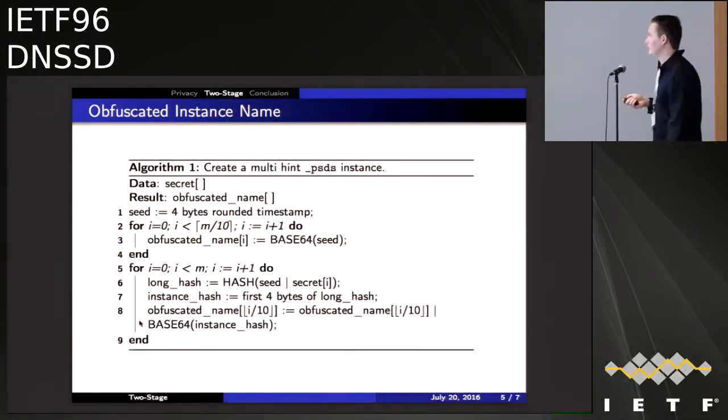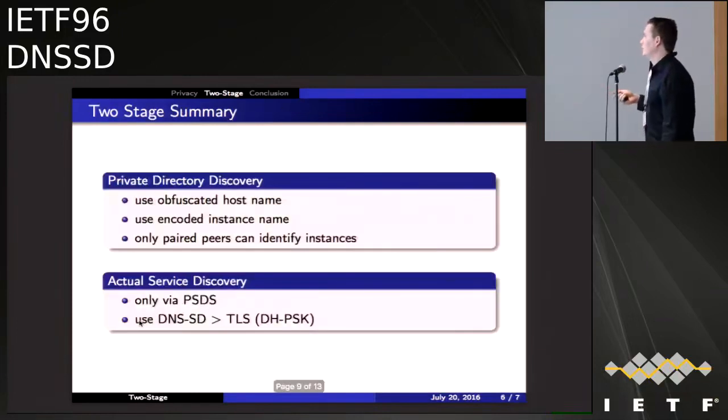So let me summarize this two-stage approach. First, we have private directory discovery, which uses obfuscated host names. It uses encoded instance names, and only paired peers can identify these instances. And for actual service discovery, we use the PSDS service, and the actual service discovery is done via unicast to this PSDS service on an encrypted channel, and we want to use DNS over TLS using a Diffie-Hellman pre-shared key mode of operation for this.